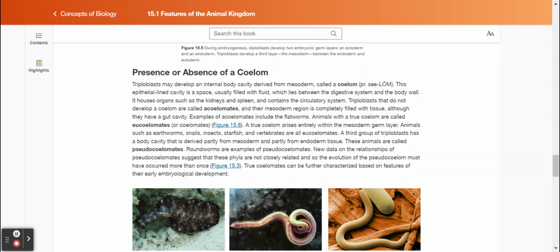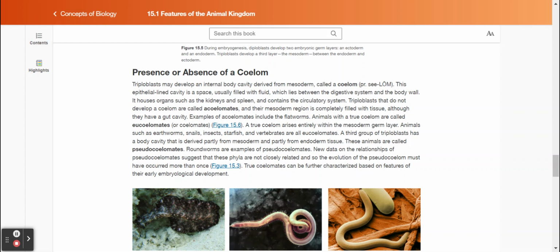Triploblasts that do not develop a coelom are called acoelomates, and their mesoderm region is completely filled with tissue, although they have a gut cavity. Examples of acoelomates include the flatworms. Animals with a true coelom are called eucoelomates, or coelomates. A true coelom arises entirely within the mesoderm germ layer. Animals such as earthworms, snails, insects, starfish, and vertebrates are all eucoelomates.